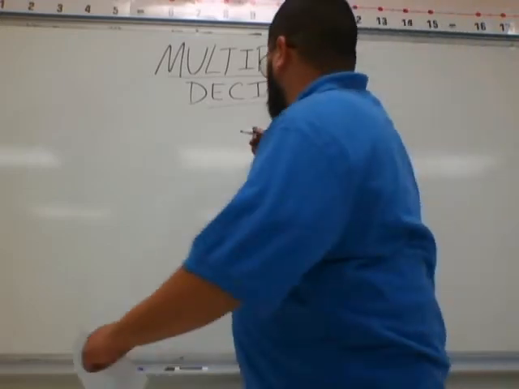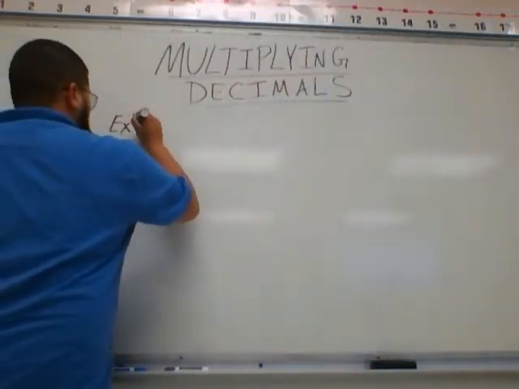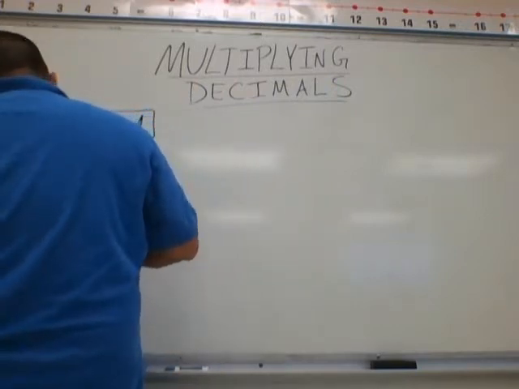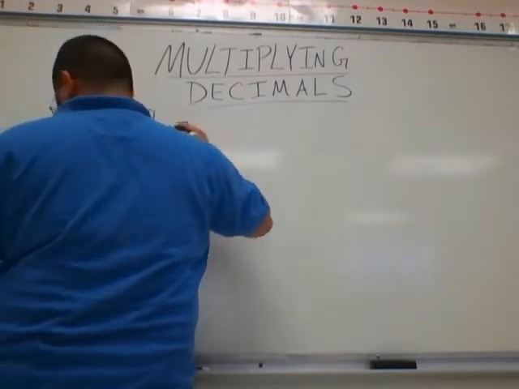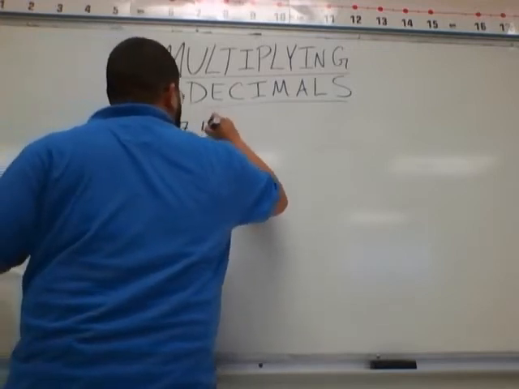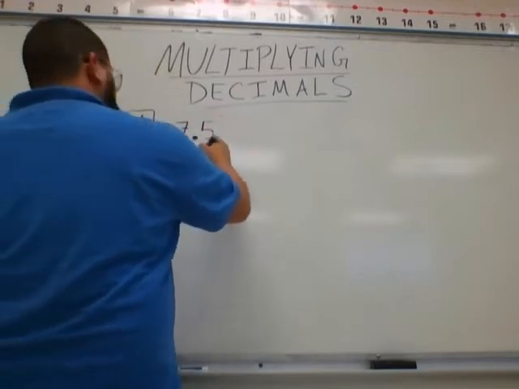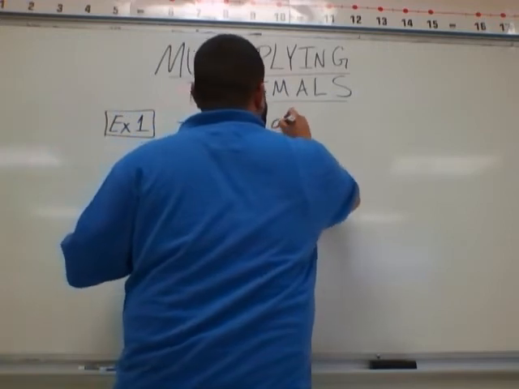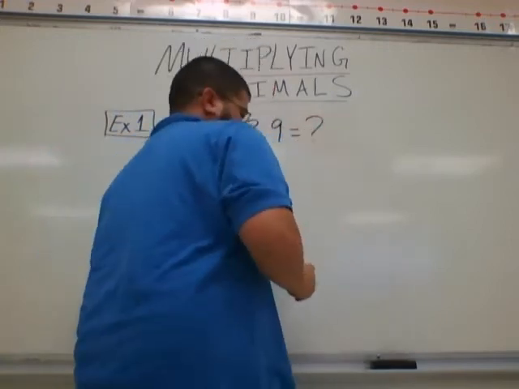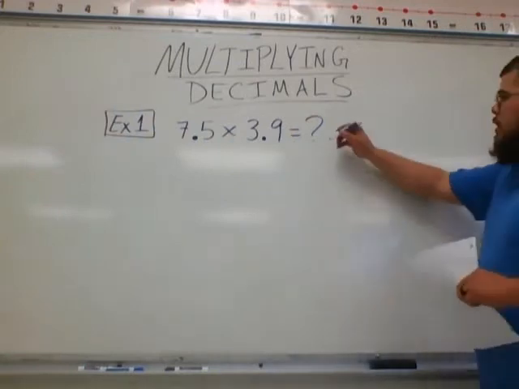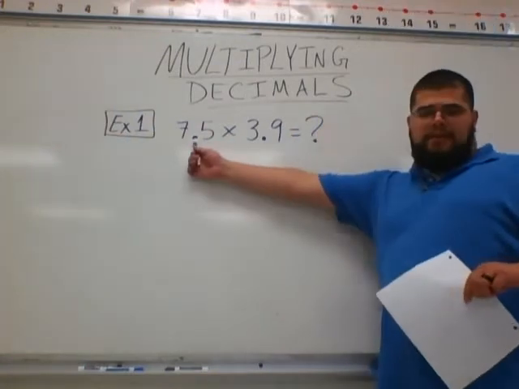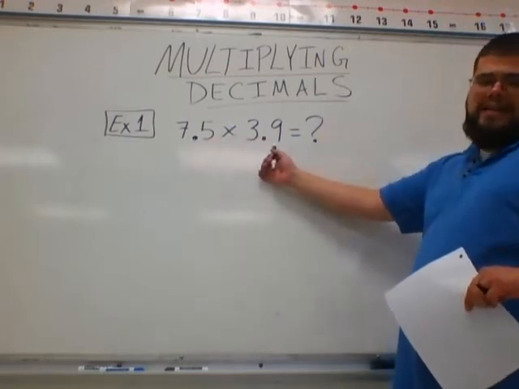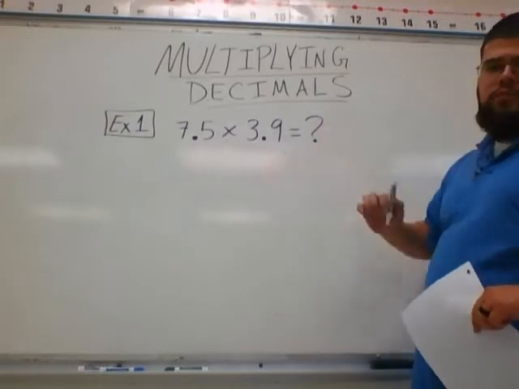All right, let's write right here, example, and I'm just going to write EX1. That stands for example 1. First example we're going to have is 7.5, or 7 and 5/10, times 3.9 equals question mark. We don't know yet. We're about to figure that out right now. So we got 7 and 5/10, or 7.5, times 3.9, or 3 and 9/10, equals question mark.